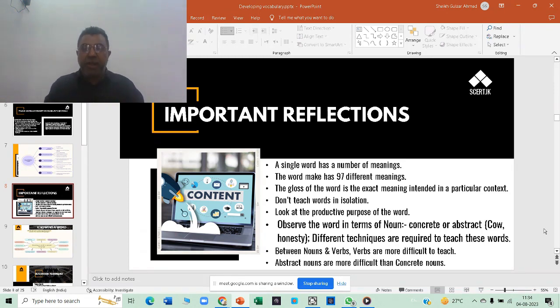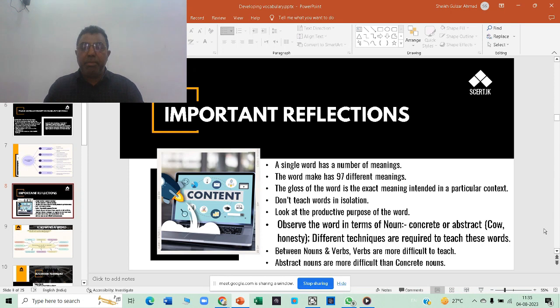And another reflection is, don't teach words in isolation. कभी भी word को isolation में नहीं सिखाइएगा. And look at the productive purpose of the word. तो word का जो productive purpose है, क्या है वो मकसद, कहाँ पे speak, कितना इसमें scope है कि इसको यूज किया जा सकता है in writing and speaking. Look at that. Then give that kind of time on that very word.